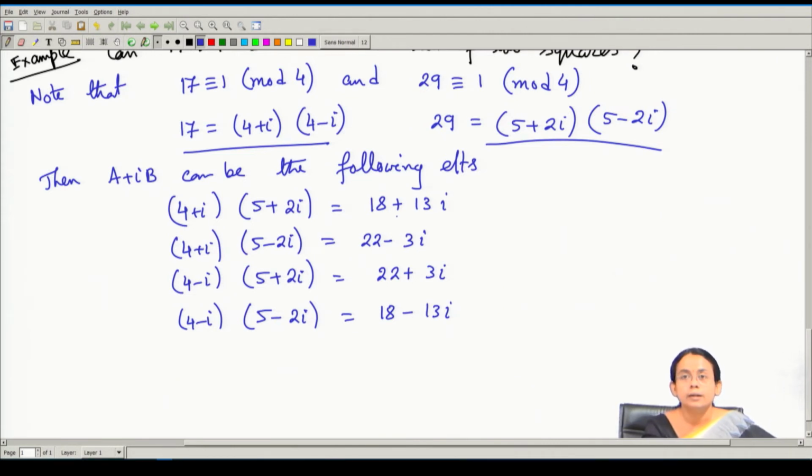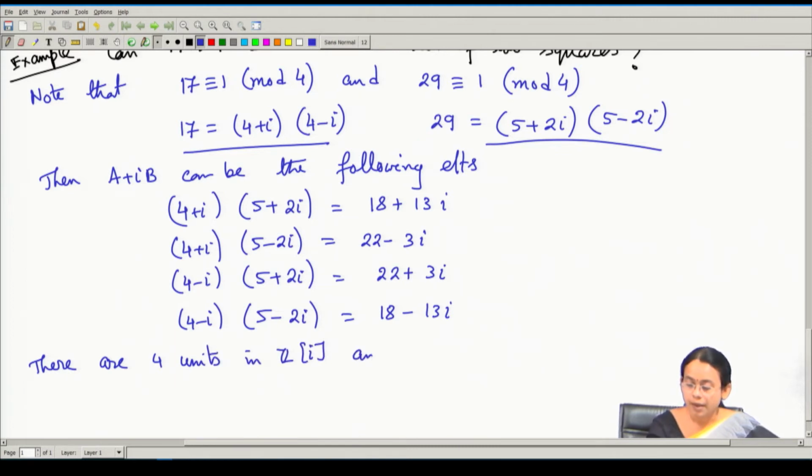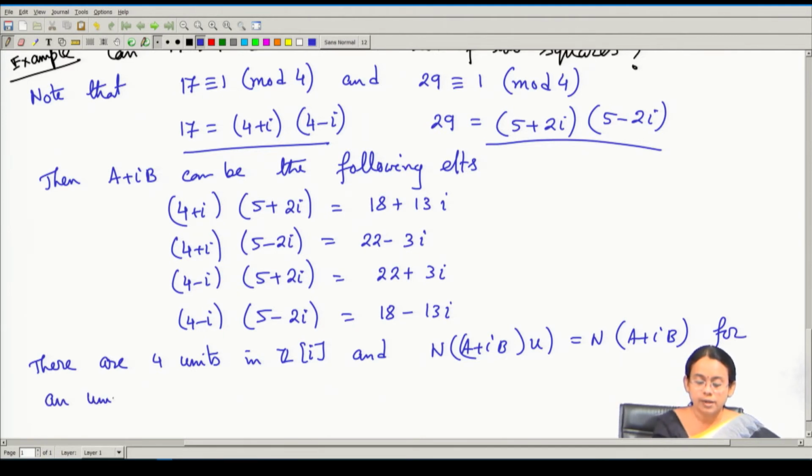Therefore, there are 4 units. So, each of them again has 4 choices. So, there are 4 units in Z[i], and the norm of (a + ib) times u is the same as the norm of a + ib for a unit u in Z[i].